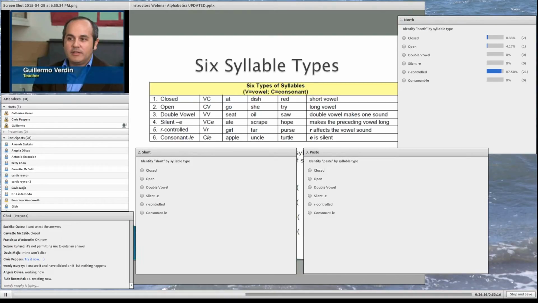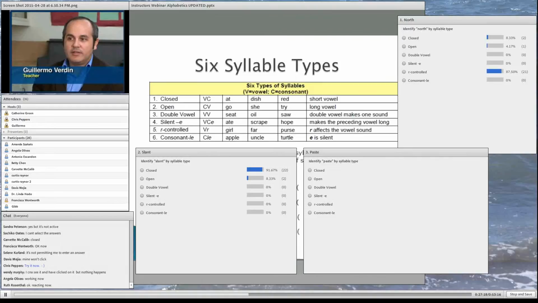Okay. All right. You guys are great students. Slant was indeed the closed syllable. Good. I know number three is a little tricky, but you're teachers. You can handle a little trick here and there.